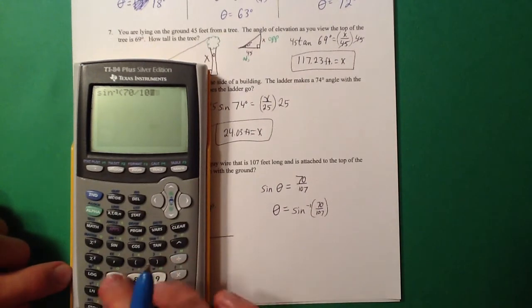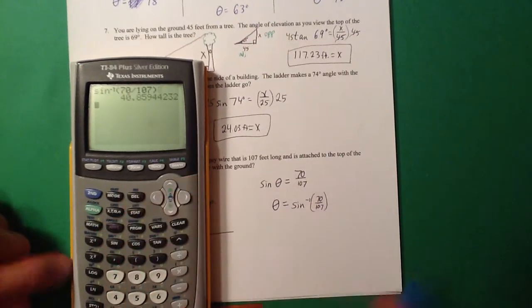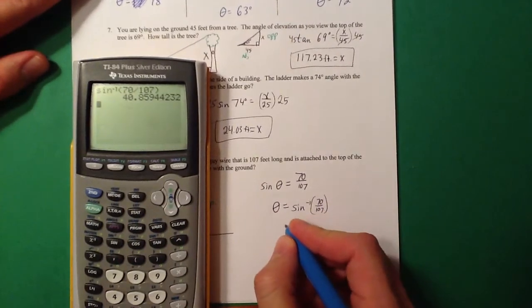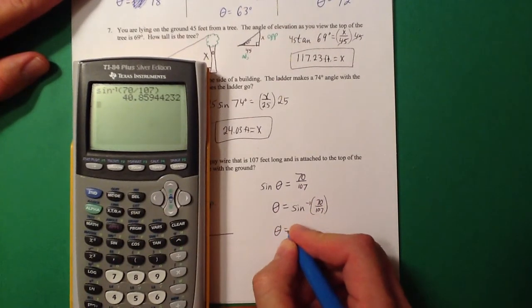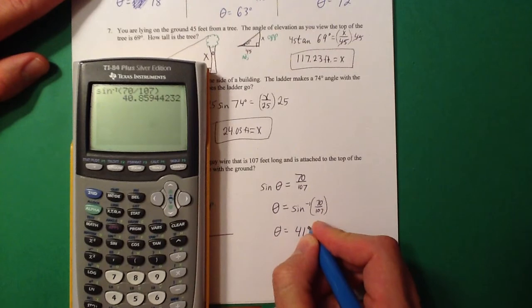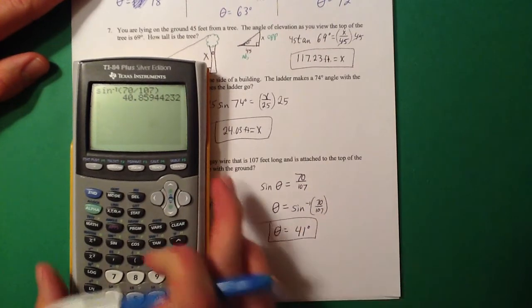70 divided by 107 is, oops, there we go, sine inverse of that. This angle is going to round to 41 degrees. There we go. We are done.